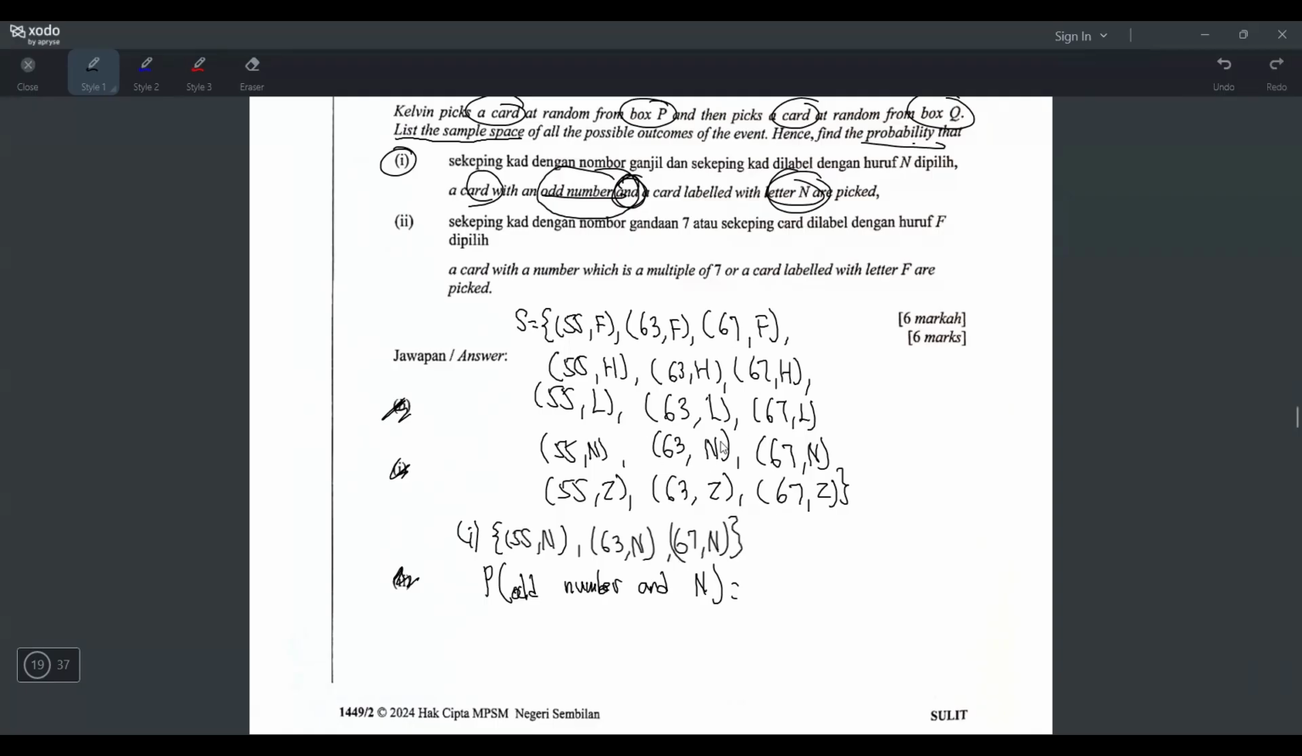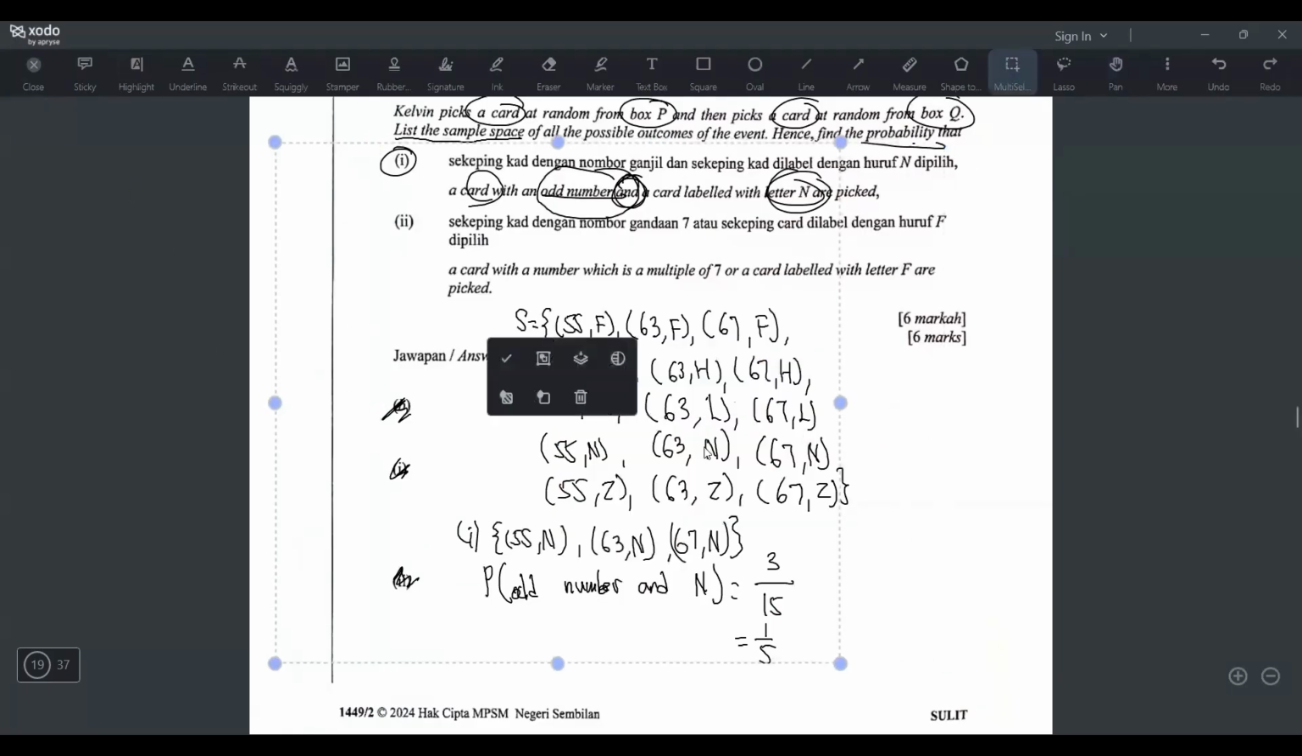The rest all cannot take, because the rest are only odd numbers, but they're not the letter N, right? Okay, so the answer is 3 over 15, and you can simplify this, you get 1 over 5. Okay, that's all. Let's continue with the next question.